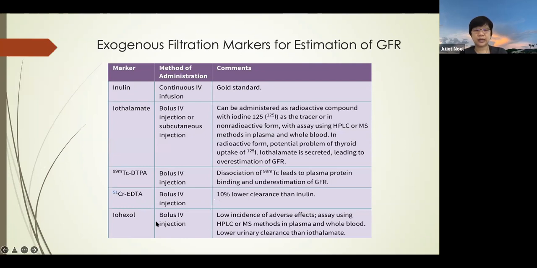The iohexol has a low incidence of adverse effects, measured using HPLC, with lower urinary clearance than iothalamate.